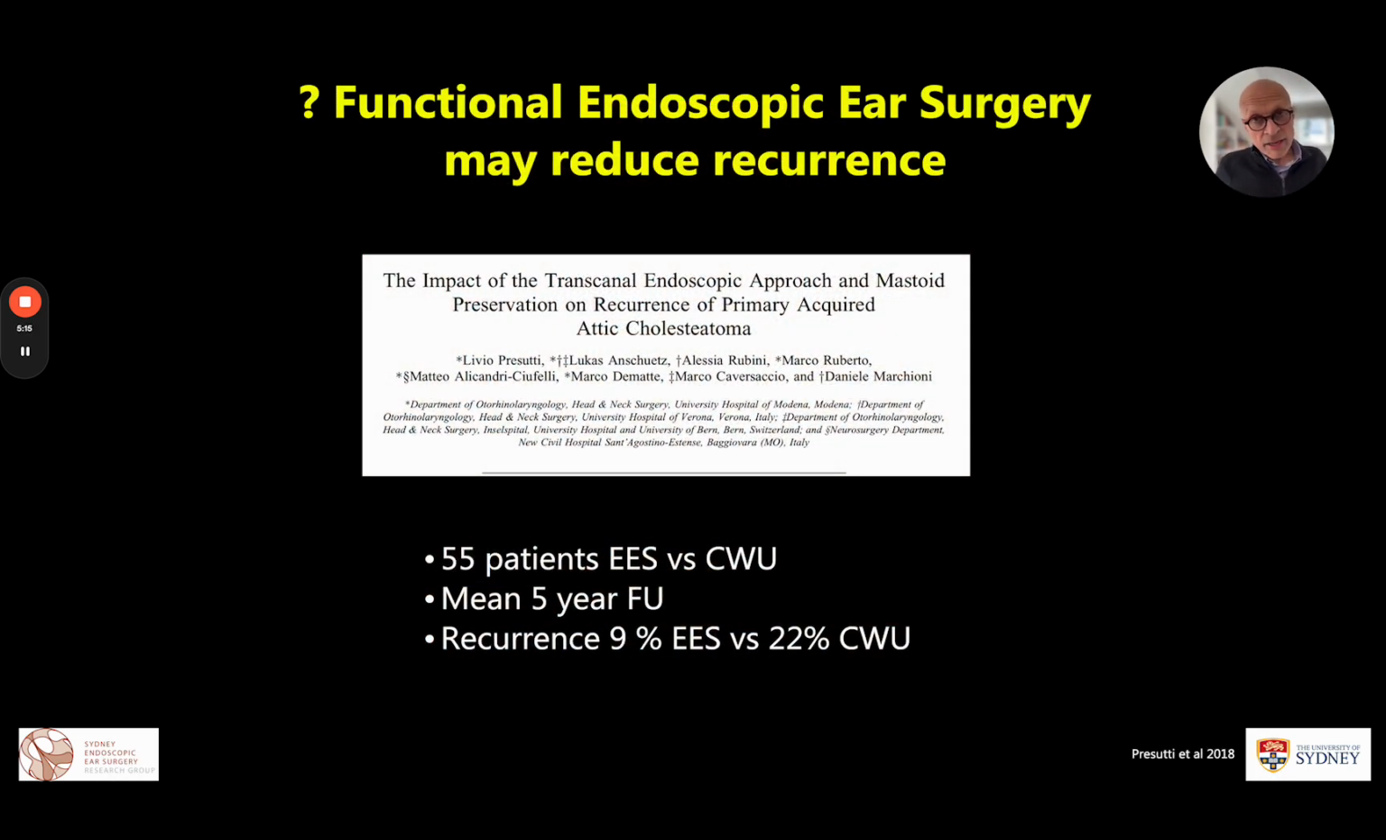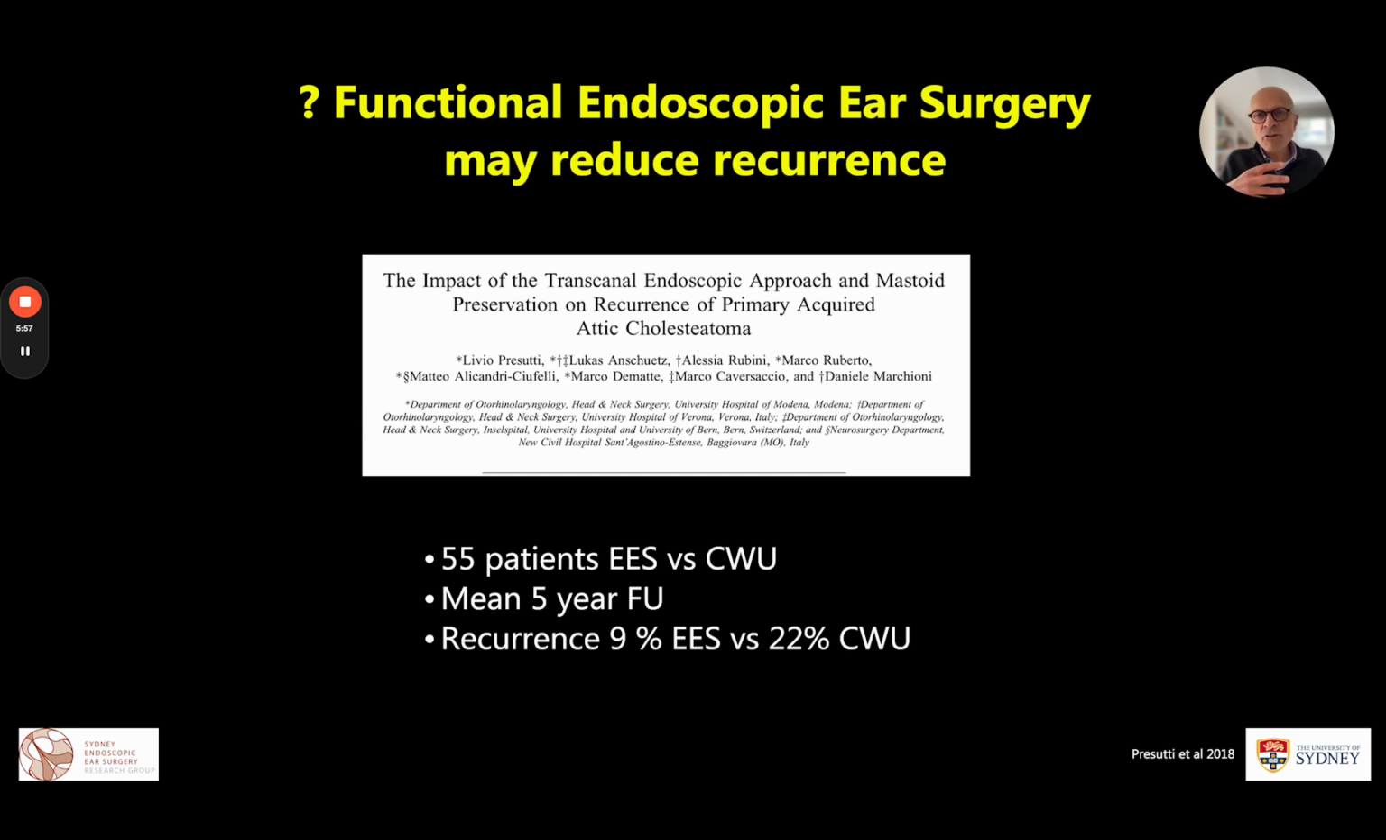Some of the best data we have for the use of cartilage comes from Professor Prasuti and Marchioni in Modena and Verona at this time. And this was an interesting study where they were looking specifically at trying to reduce recurrent disease. So they had a 55 patient group that was done endoscopically, and then a historically controlled cohort of canal wall up surgeries with the same volume of primary acquired attic cholesteatoma being studied. And they had a mean follow-up of 5 years and showed for recurrence rates that when they did the case endoscopically and with a primary reconstruction to try and recreate ventilation, they tended to get less recurrence.